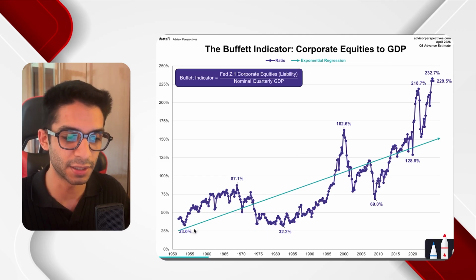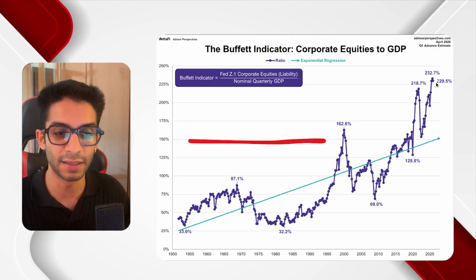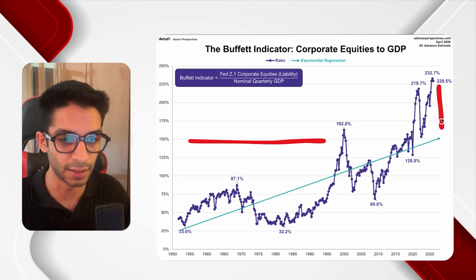You will see that this is the median line of this ratio, that is a center point of this ratio, and this ratio keeps oscillating above and below this line. Right now this ratio sits at 230%. That is way above the center line. The center line is about at 150, as you can see, and we are currently sitting at 230.